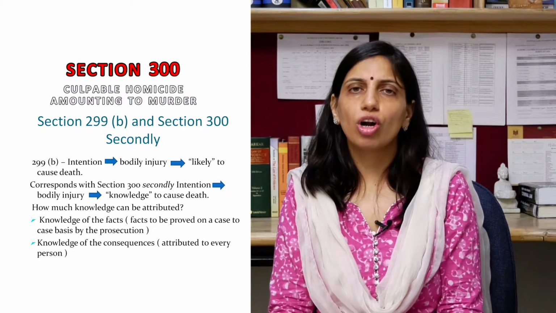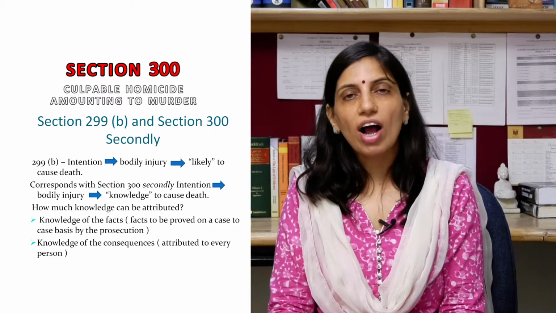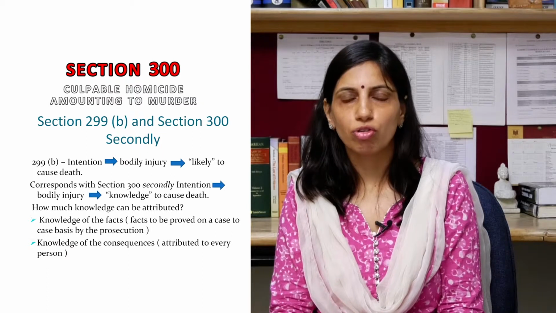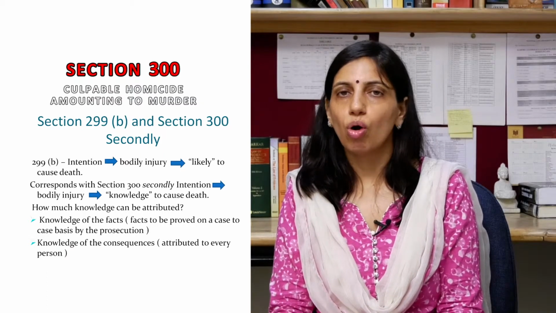Now how much knowledge can be attributed to a person? Knowledge of facts, which has to be decided case to case by the prosecution, and knowledge of consequences, which is attributable to all persons.